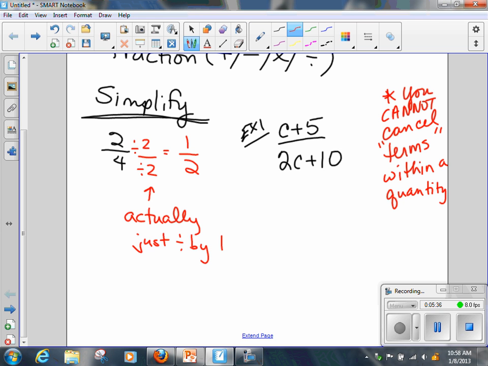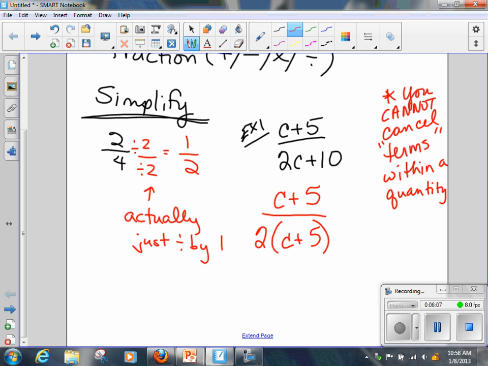All right, so Cody, long time ago, 14 minutes ago, said, factor out the GCF of the denominator. What's the GCF? 2. Which leaves us C plus 5, doesn't it? Is that all I can do to it?